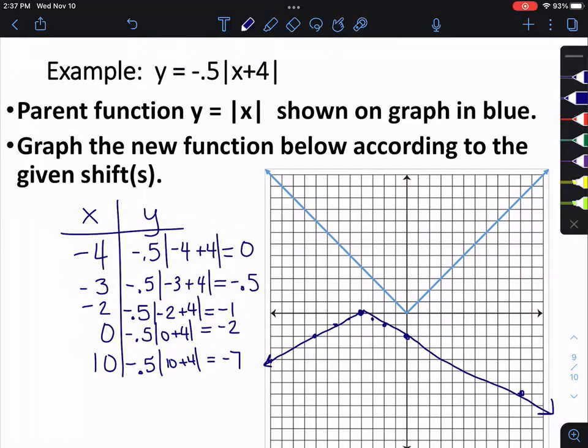I don't think I said it earlier, but this negative out front here, since it's in front of the function, reflects over the x-axis. That's why it's been flipped down over that x-axis.